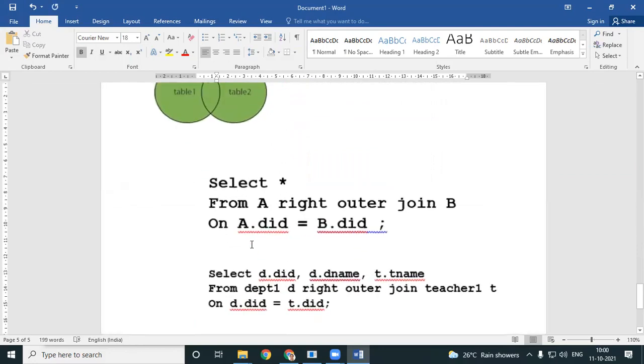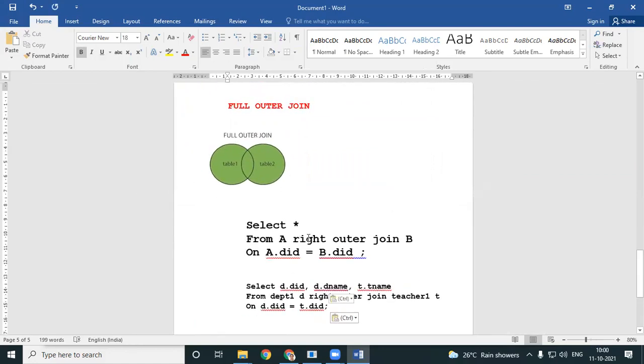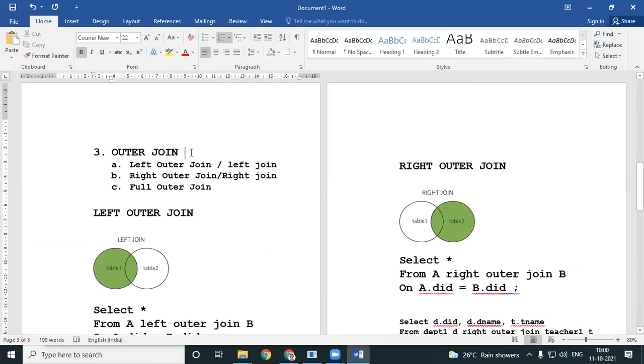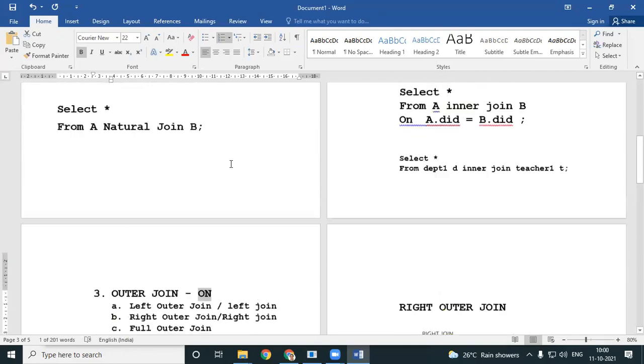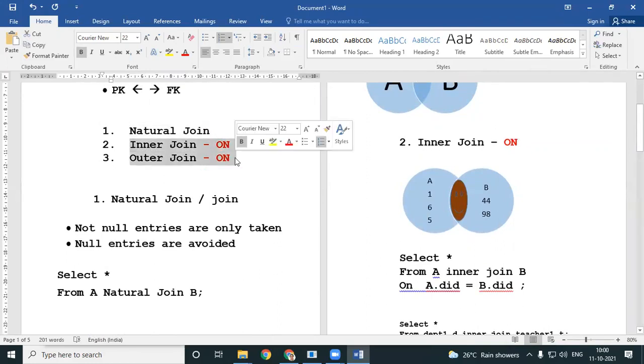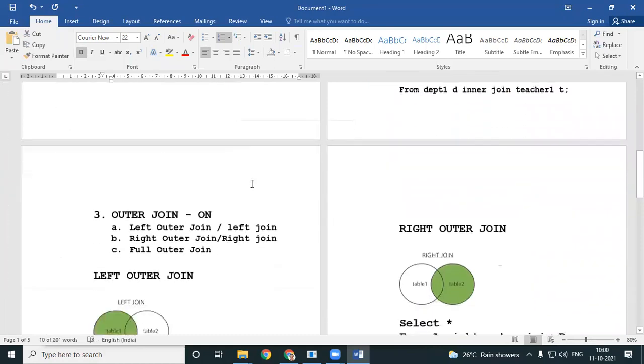Okay, in full outer join, you have a keyword called full outer join. You should be writing the on. If you remember, I told you, all the outer joins, you should be writing the on. Even inner join, you should be writing it. Look here, natural join, you need not write on. Inner join and outer join, you should be writing the on keyword.